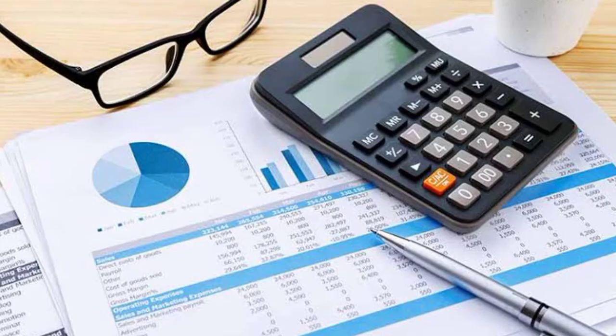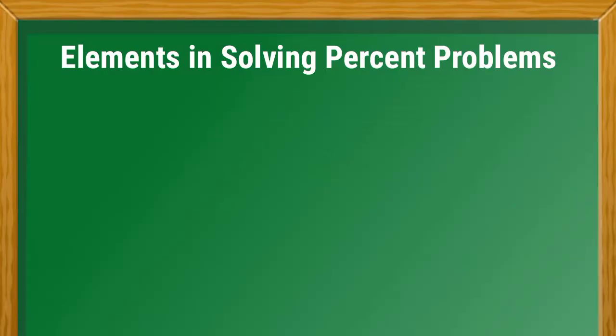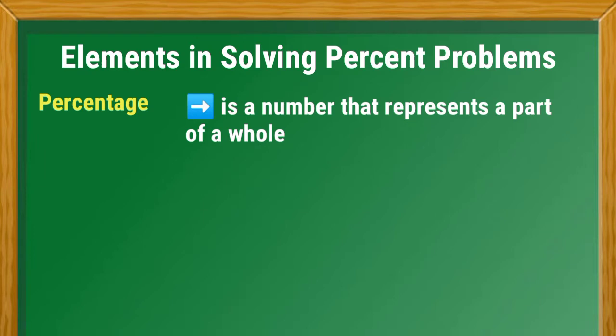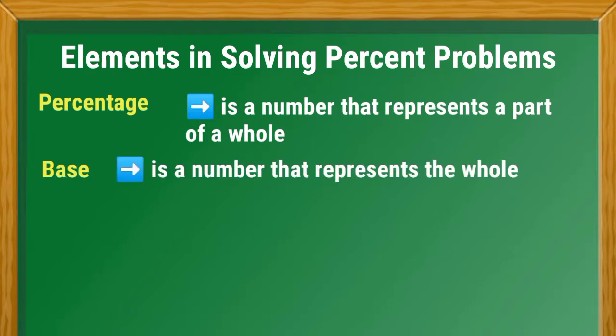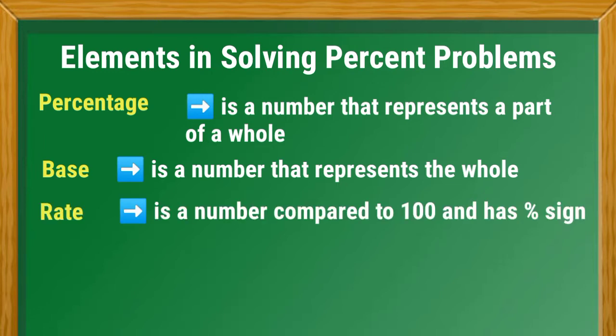Knowing the elements used in solving percent problems and how to compute them is the best tool to become wise sellers and customers. What are the elements used in solving percent problems? We have percentage. Percentage is the number that represents a part of the whole. We have base. Base is the number that represents the whole. And lastly, we have rate. Rate is the number compared to 100 and has a percent sign.